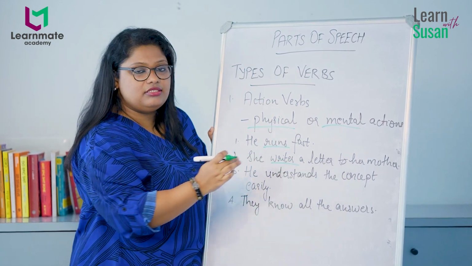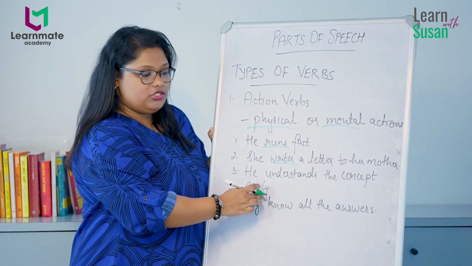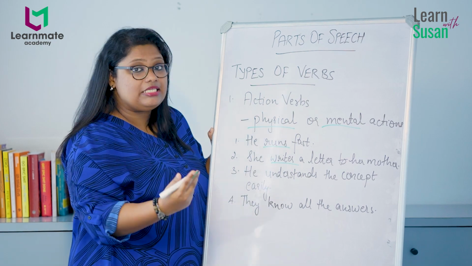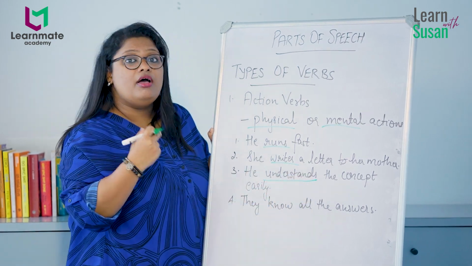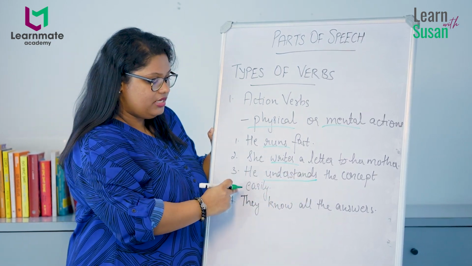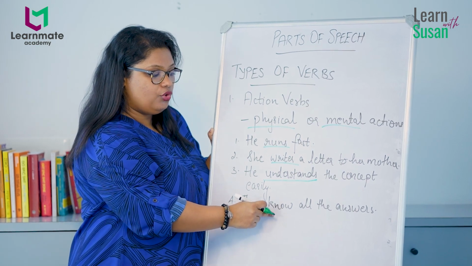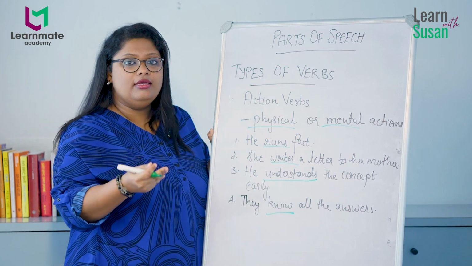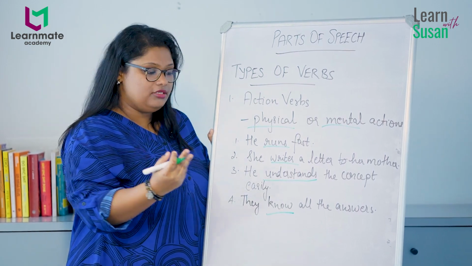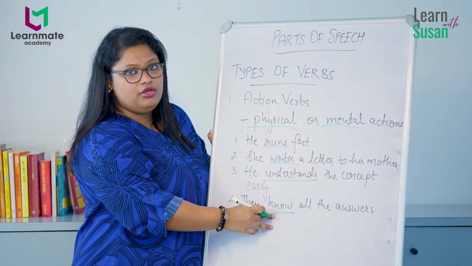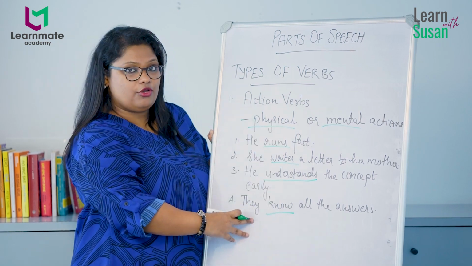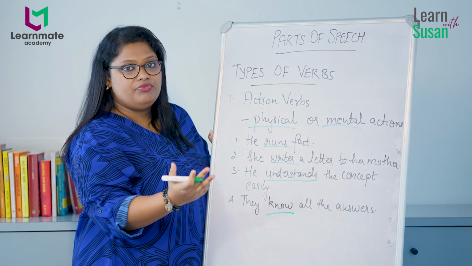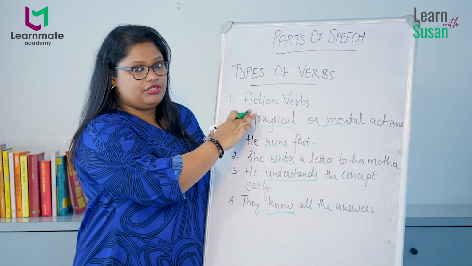He understands the concept easily. Here the sentence shows a mental action, the action of understanding. Last one, similarly, they know all the answers. The action of knowing happens mentally, so again this becomes an action verb. This is how you distinguish between physical or mental actions that come under action verbs.